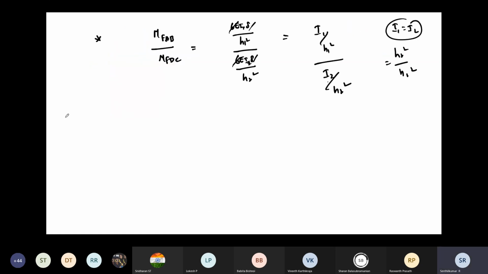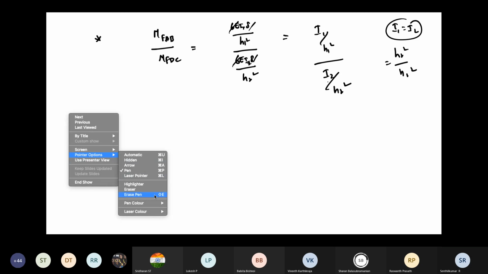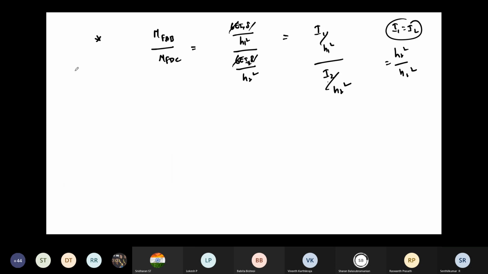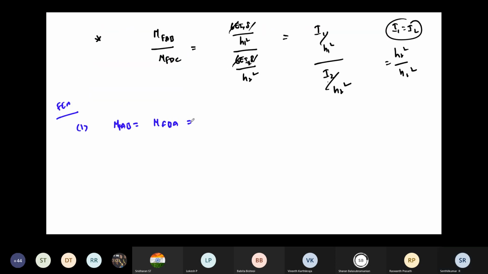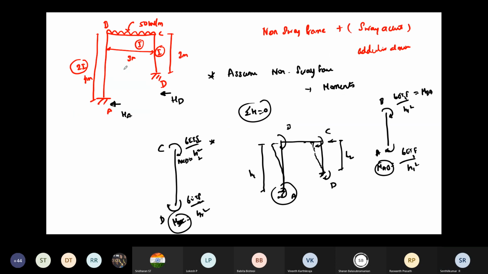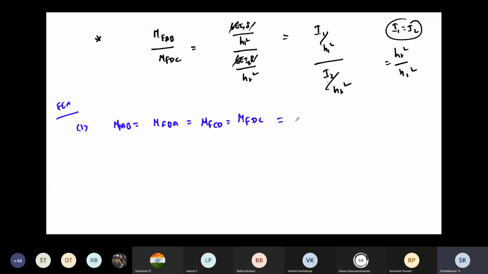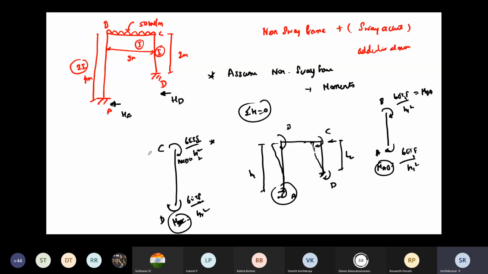So I'm just assuming here. We are going to find out the fixed end moments. M_FAB, M_FBA, then M_FCD, then M_FDC. What are the values? It is equal to 0. We don't have any external loading, right? Equal to 0.